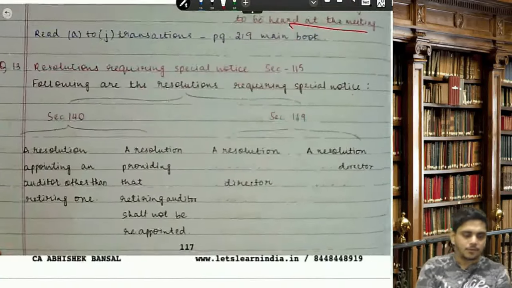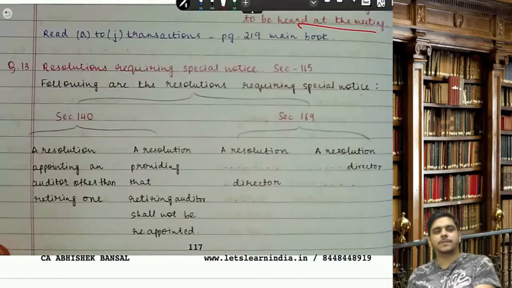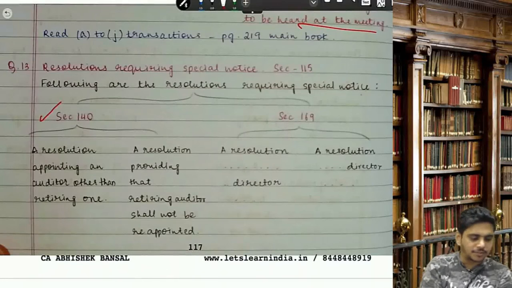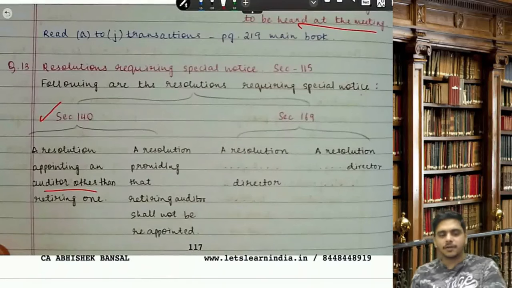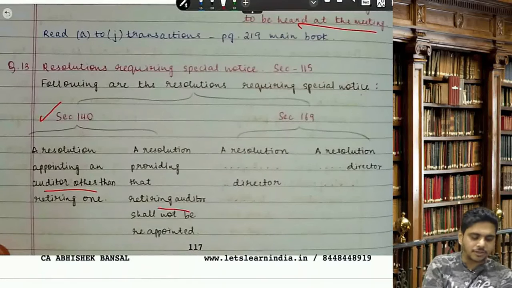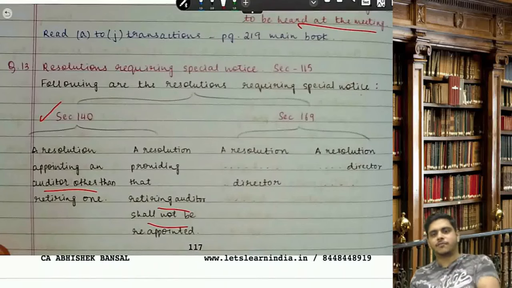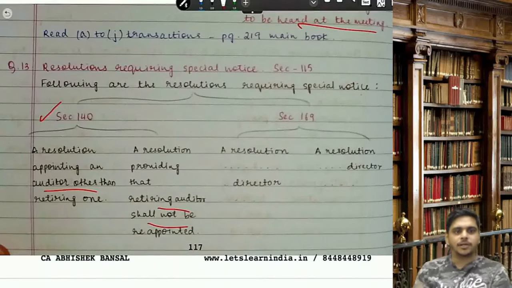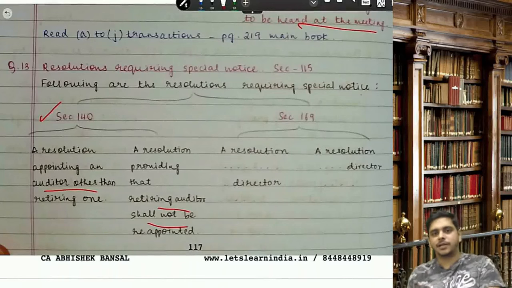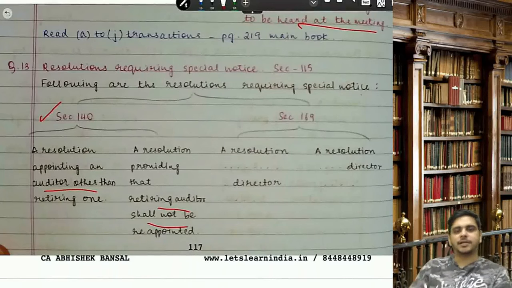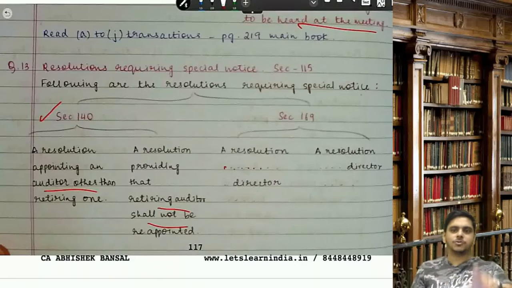Okay. Now, question number 13, important resolutions requiring special notice. Following are the resolutions which require special notice. Section 140: a resolution appointing an auditor other than the retiring one, and a resolution providing that the retiring auditor shall not be reappointed. Same way for director: a resolution appointing a director other than the retiring one, a resolution providing that the retiring director shall not be reappointed. Same content. These two require special notice.